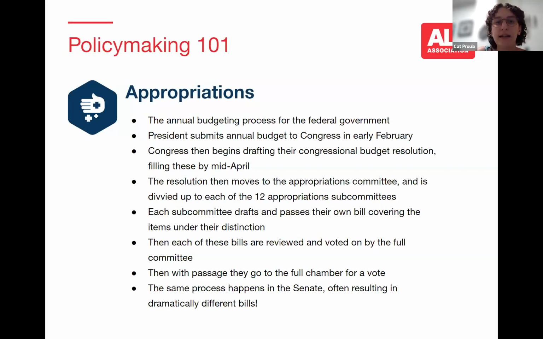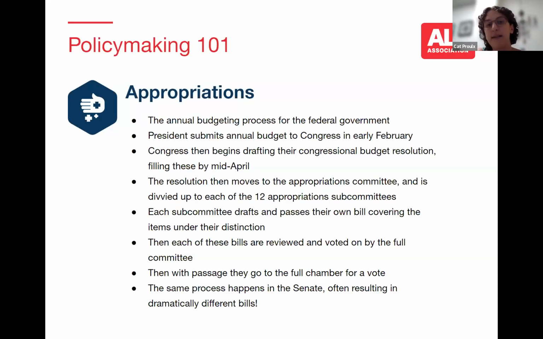And during this process, that is when a lot of advocacy for ALS research funding is happening. And that's when our advocacy efforts are generally the strongest during appropriations, because that's when we can have the most impact on getting additional funding allocations for ALS research.